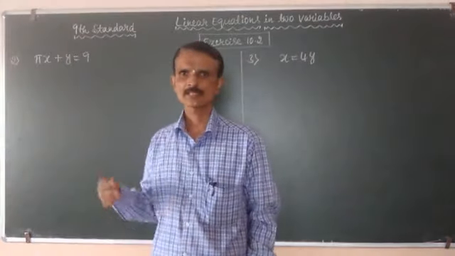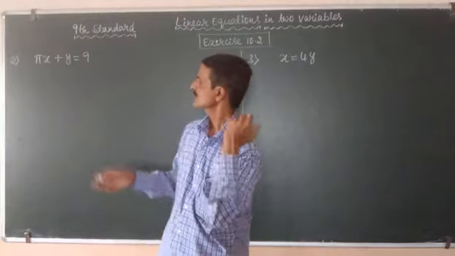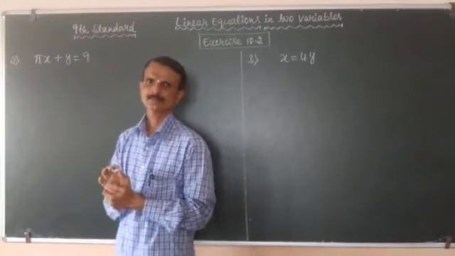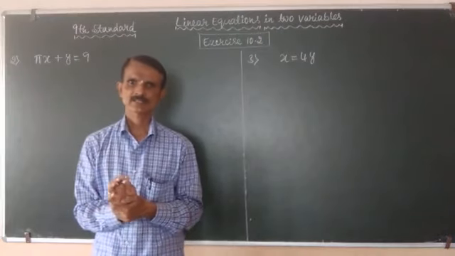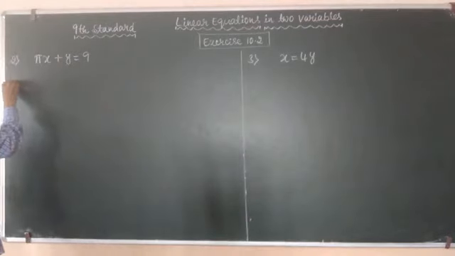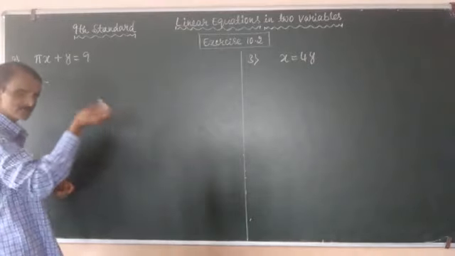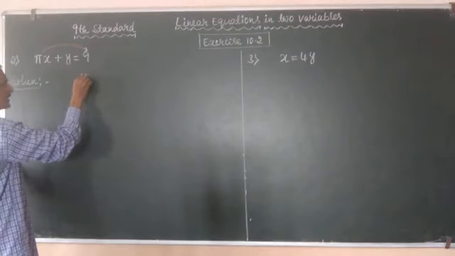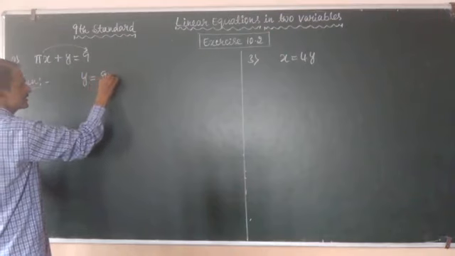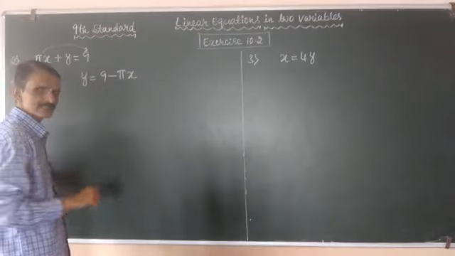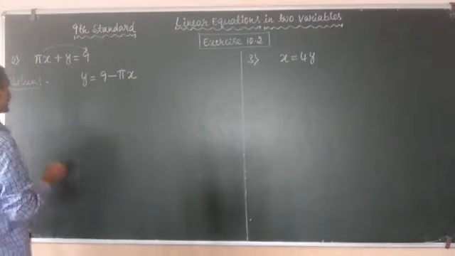Now students, we will move on to the next problem. The next problem is pi x plus y equals 9. Now put the variable y in the left side and transfer the variable x to the right side. So we will get y equals 9 minus pi x.